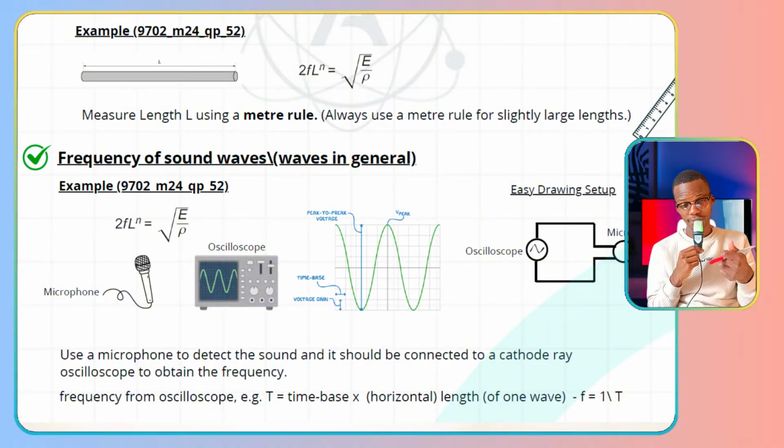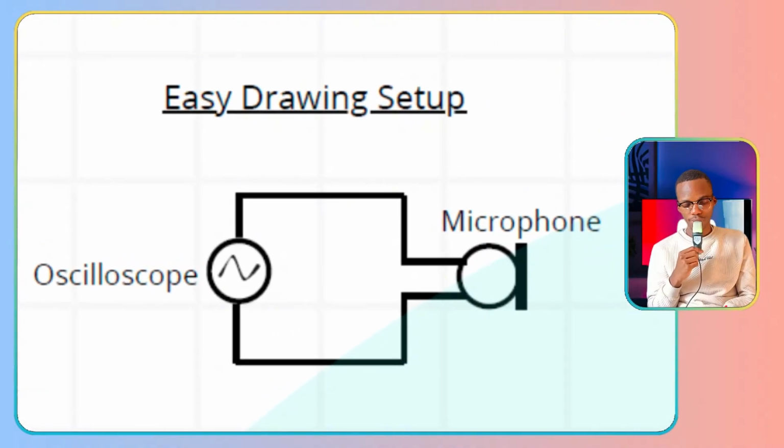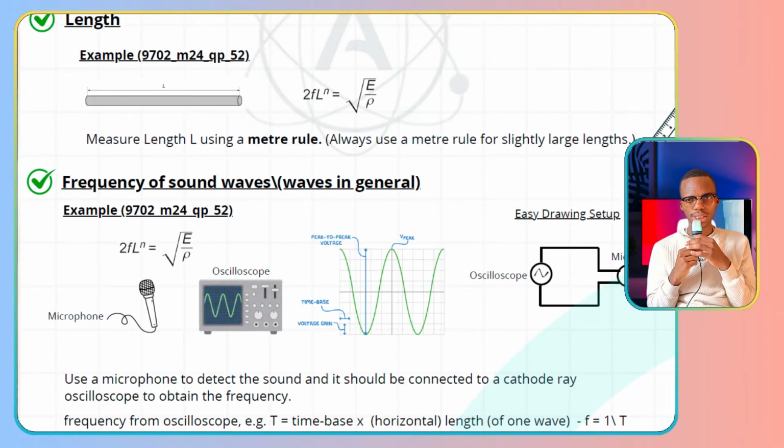So you're going to need a microphone and an oscilloscope, and that is what's going to help you to get the frequency, essentially. And this on the side here is an easy drawing setup, right? I'm showing you an oscilloscope and a microphone. So if you're given a question that asks you to measure sound, just draw that when you're drawing the diagram. Of course, we'll cover that a little bit later, but this is something you must be mindful of.